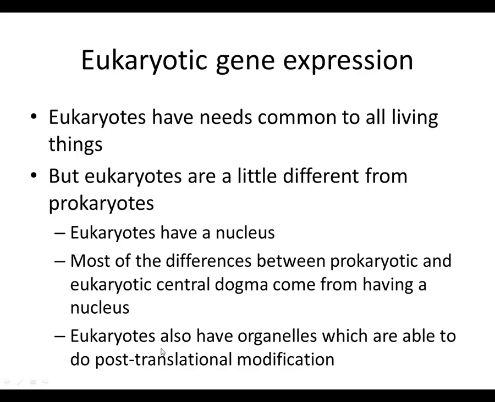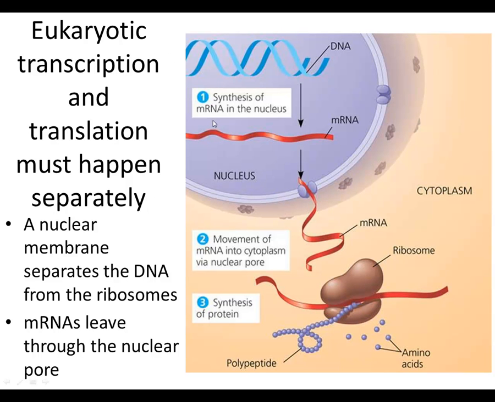Okay, so there's a couple other wrinkles here, but let's talk about it. So, eukaryotic transcription and translation must happen separately, right? We separate them out physically by the nuclear membrane, right? We do transcription inside the nucleus. We do translation out in the cytoplasm on the ribosome, yeah? Messenger RNAs leave through a nuclear pore, a little hole in the nucleus, the nuclear membrane. Yeah?